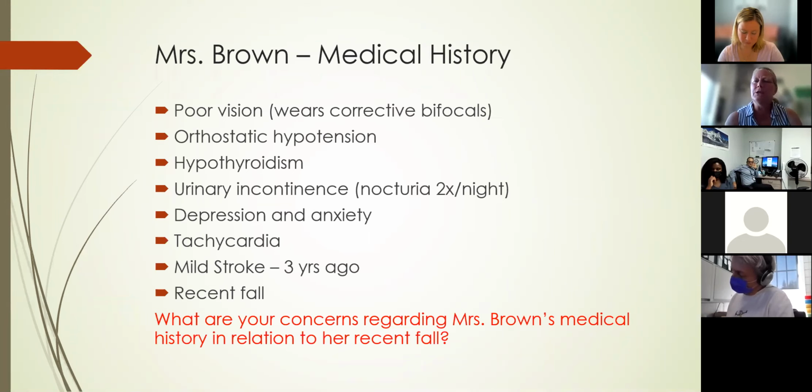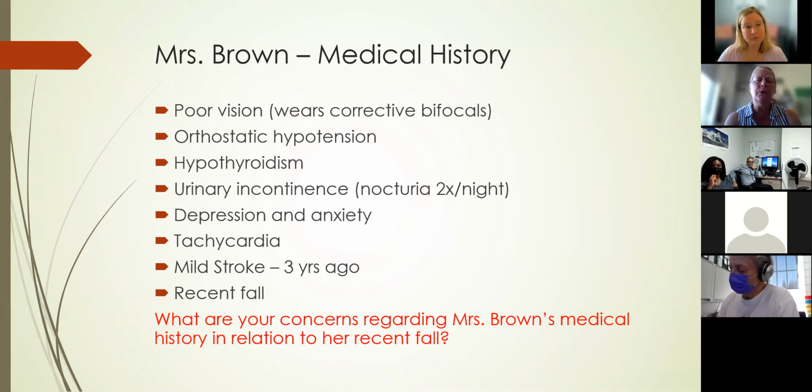Orthostatic hypotension, would that have an impact on causing a fall? So when she goes from lying down to sitting to standing and she gets a little lightheaded, we might want to ask a few more questions with this. Hypothyroidism, if she's being treated, may not have too much of a problem.